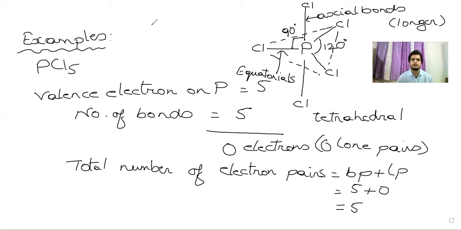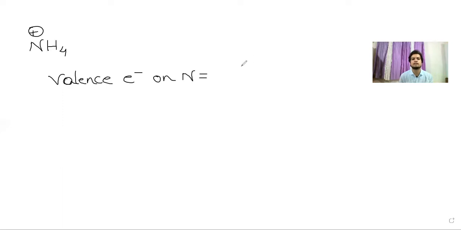Let us try to take some other examples. Okay, so let me take an example like NH4+, ammonium. Let us take a cation. So for the ammonium ion, how to get this structure? Again, first of all, you need to get the valence electron on nitrogen. So how many valence electron on nitrogen? The number of valence electron in nitrogen is 5.